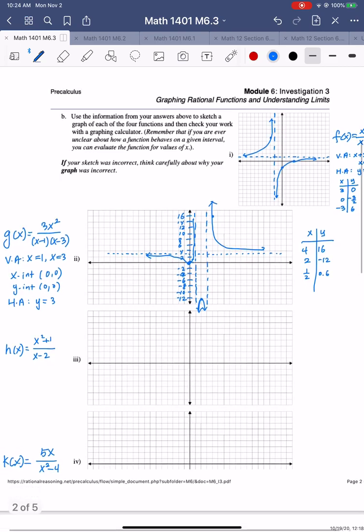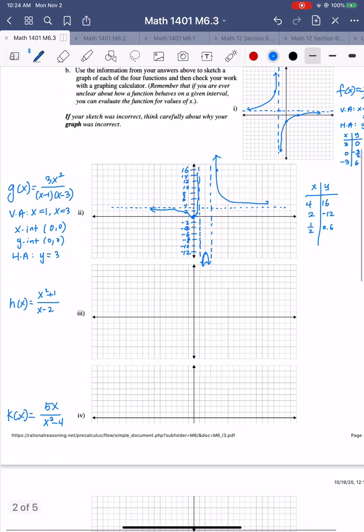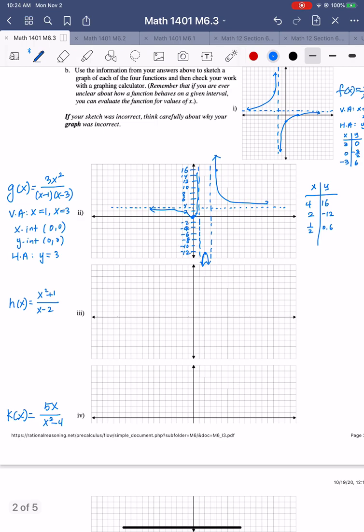For the h function, you're going to have a vertical asymptote. It's going to be x equal to 2. Horizontal asymptote, there's none. But this time we have a slant asymptote. So how do you find it? We divide it: x squared plus 1 divided by x minus 2. x squared divided by x is x. So x squared minus 2x. Subtract. You get 2x plus 1. 2x divided by x is plus 2.